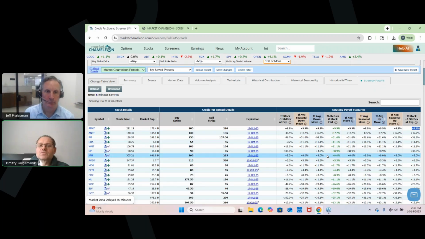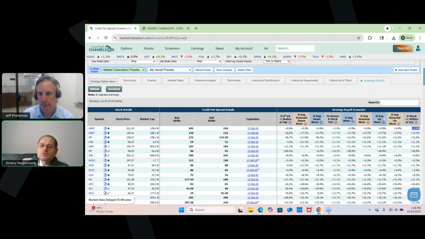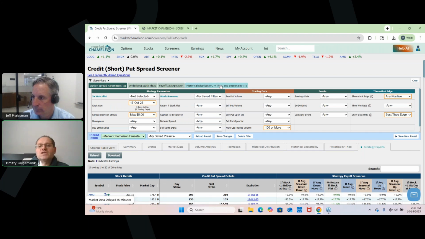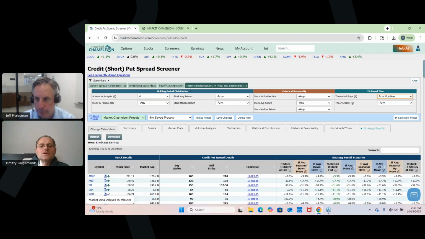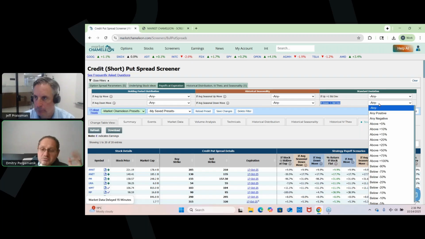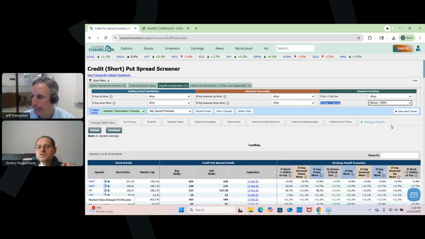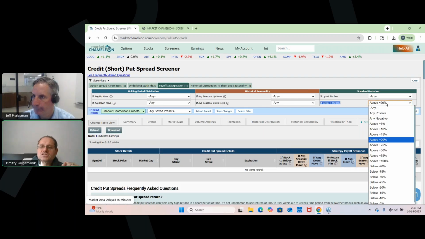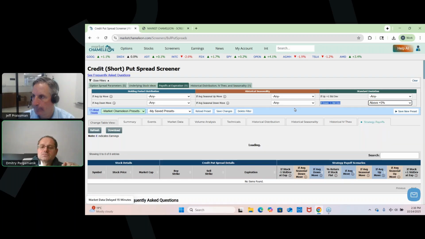So let's just say if the stock moves down 1 standard deviation, right? Then you could see if there's positives, negatives, but if it moves down 1 standard deviation, I'm going to come here. And payoffs at expiration. So a standard deviation move down. Let's say we still demand a 20% return. Let's see if we find any. Okay, nothing. Let's say 5%.